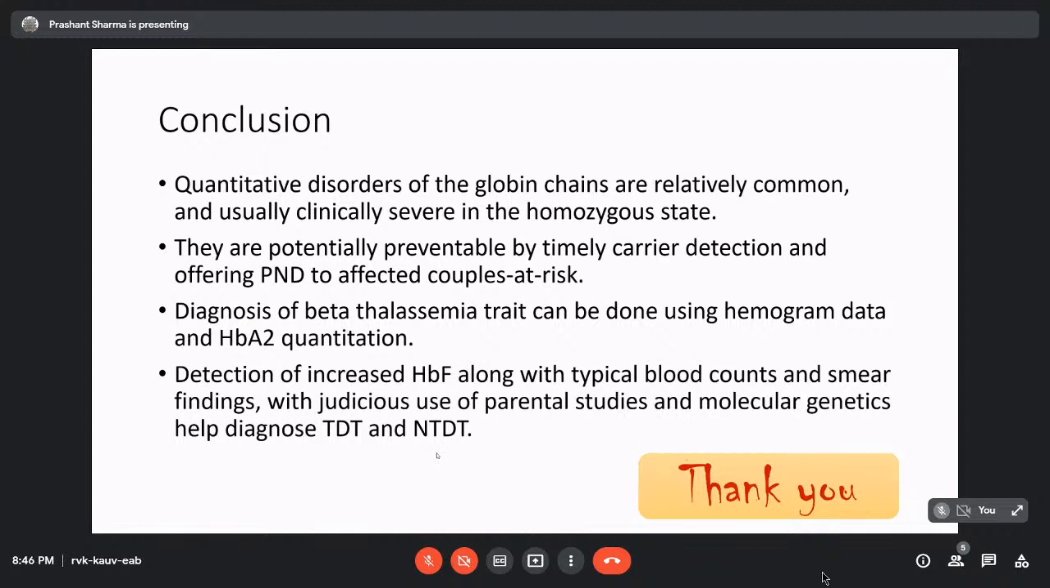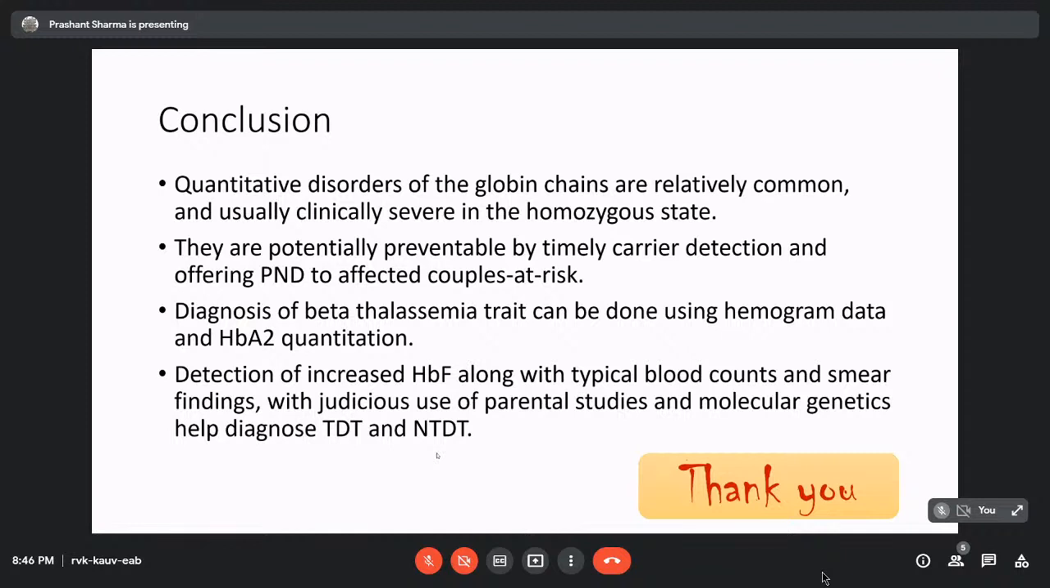Could you just repeat the first part? He says alpha-beta ratio is maintained normally, but how in compound heterozygous thal is it maintained? Not really. I don't know why you'd say that. Yeah, I'm not getting the wordings of it.